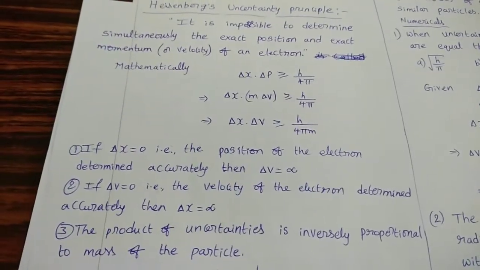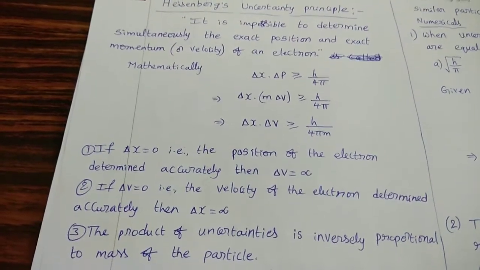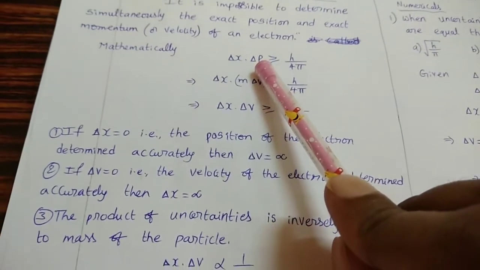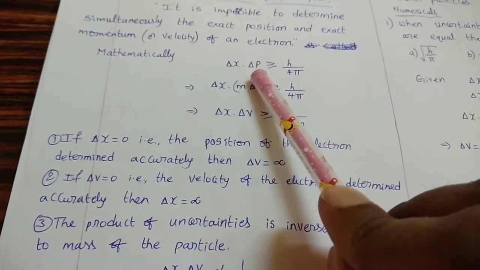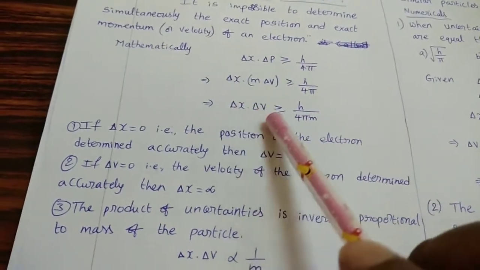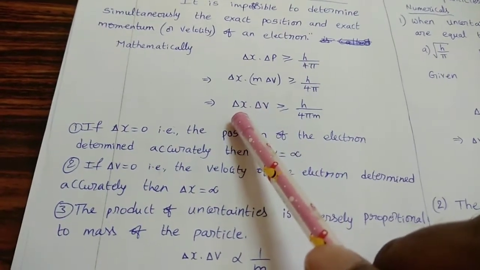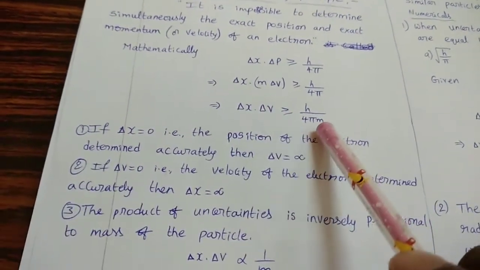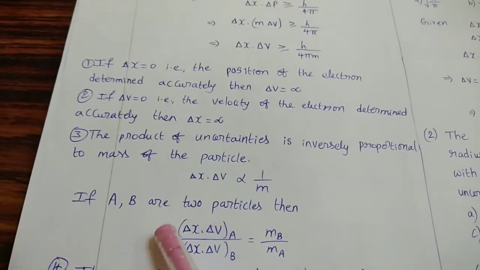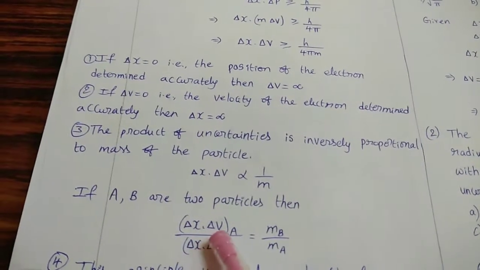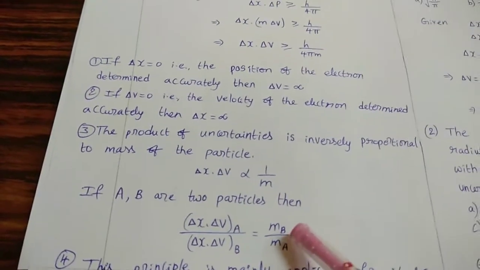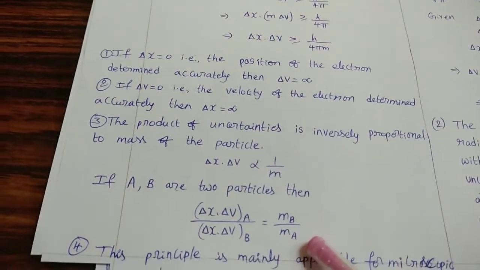Next, the product of uncertainties is inversely proportional to the mass of the particle. See this. This is uncertainty in momentum, uncertainty in position. The product of these is inversely related to, see this, uncertainty in velocity, uncertainty in position. The product of these values is inversely related to the mass of the particle. Same thing we mentioned here. Suppose two particles A and B are given. For that, delta x into delta v of particle A divided by delta x into delta v of particle B equal to mass of B divided by mass of A.